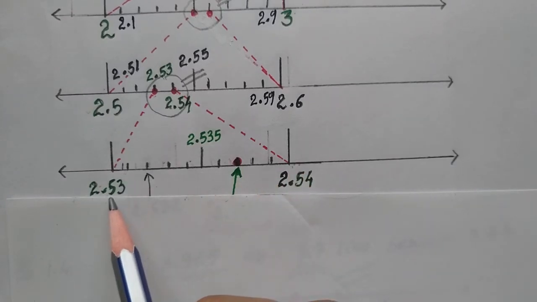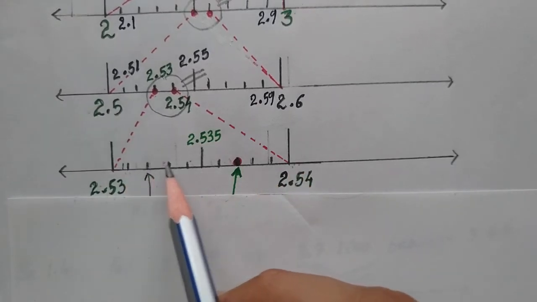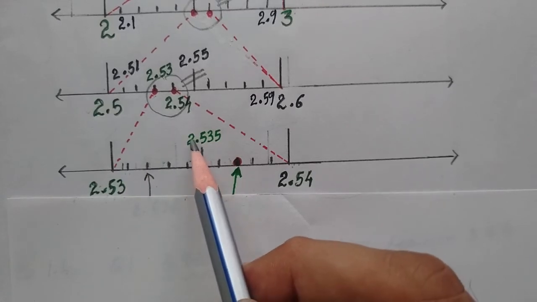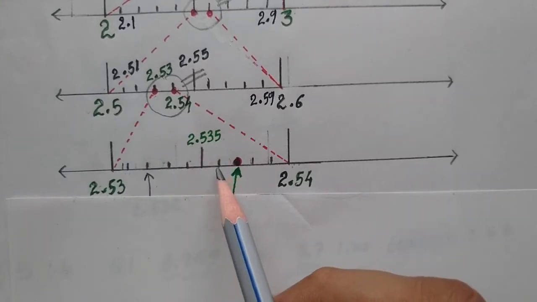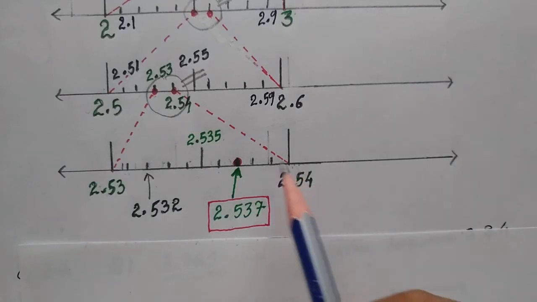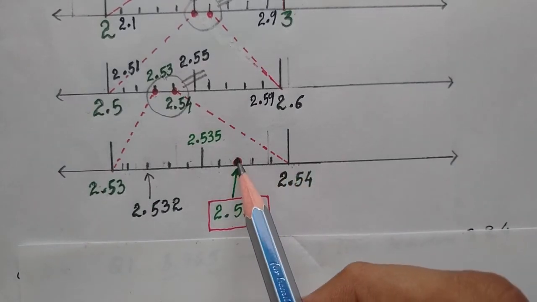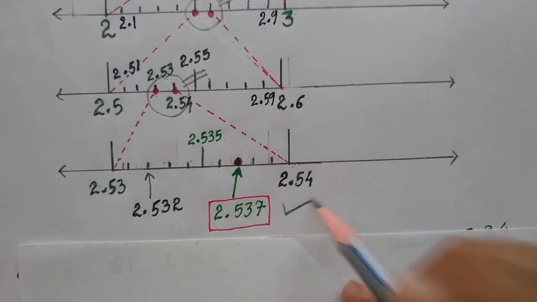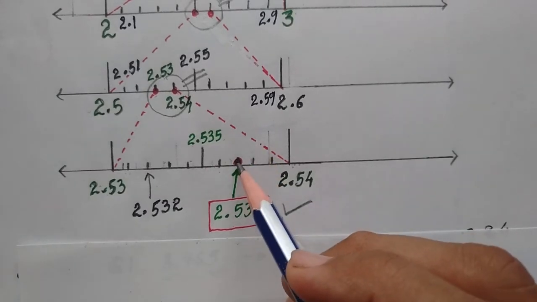So this is 2.53, then 1, 2, 3, 4, 5. So this is 2.535, this is 2.536, and this is 2.537, children. So this way we have obtained this exact point.